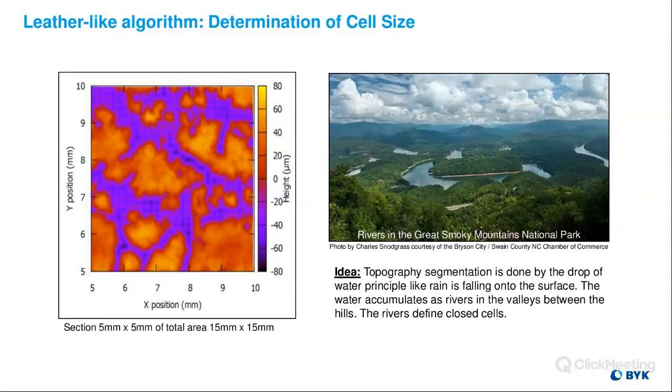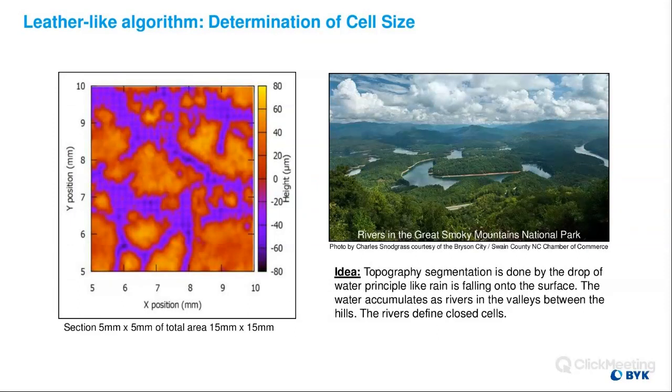So the way that's done, here we have a picture, a 3D topography picture of a surface. And what is done is it performs a topography segmentation using what we call the drop of water principle. So you can imagine it as rain falling on the surface, or the surface sort of being flooded with liquid. And so only these high points of these cells are going to stick up above these rivers that are flowing in the low points between these areas. So these rivers that surround these cells are going to define these closed cells.